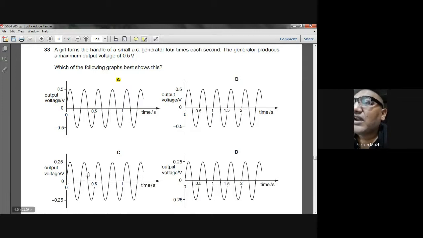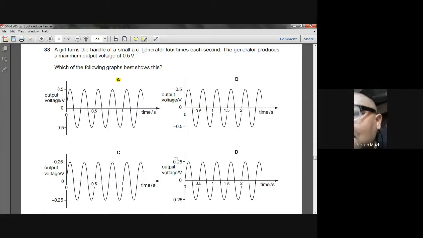It is showing 1, 2, 3, 4. C is showing 4 waves in 1 second, but its amplitude is 0.25 volt, which is wrong. The maximum voltage was 0.5 volt. So C is also wrong. D is wrong because it's showing 0.25 volt. That's wrong because the voltage was 0.5 volt. It's showing 0.25 volt. That's why it's wrong.